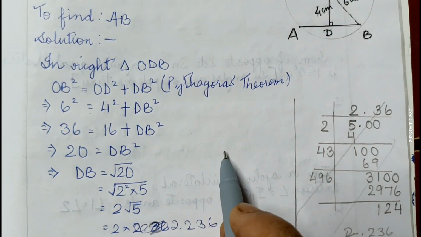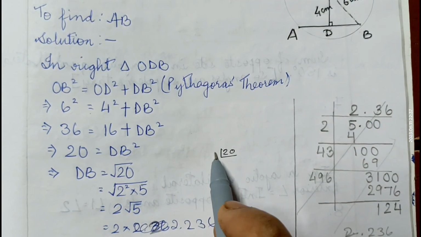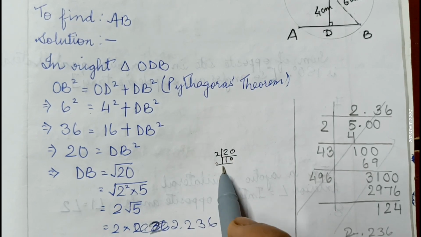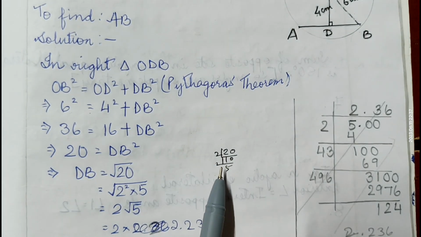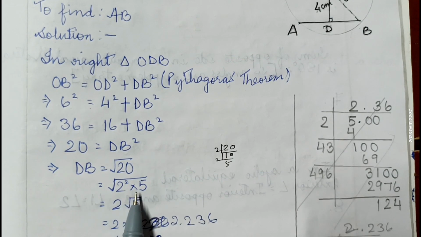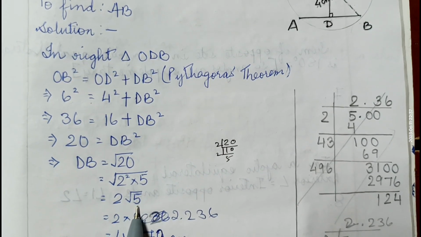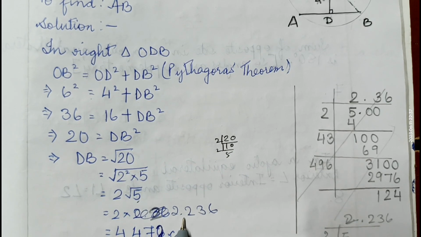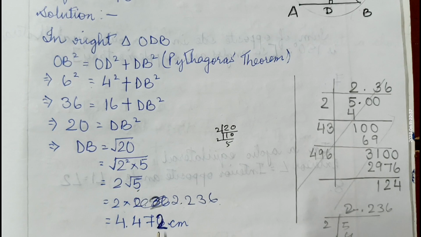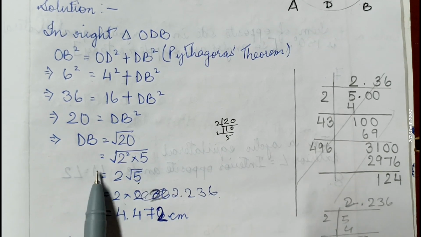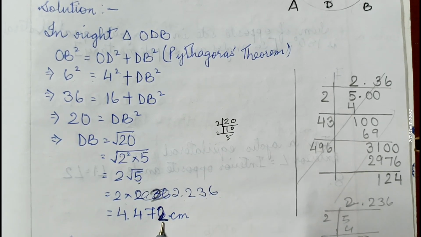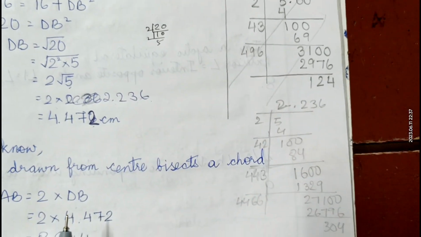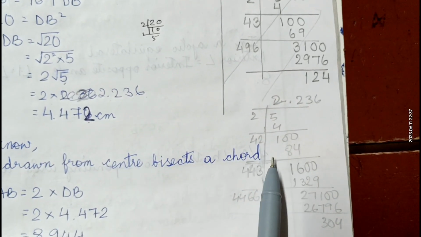Now if we prime factorize 20, it will give 2 times 10, 2 times 5. So instead of 20, we can write 2 square into 5. This 2 will come out, so it will be 2 root over 5. Now root over 5 is 2.236, and after multiplying, it will be 4.472 centimeter. So DB is 4.472 centimeter, and here root over 5, I have shown the calculation. If you want, you can copy from here.